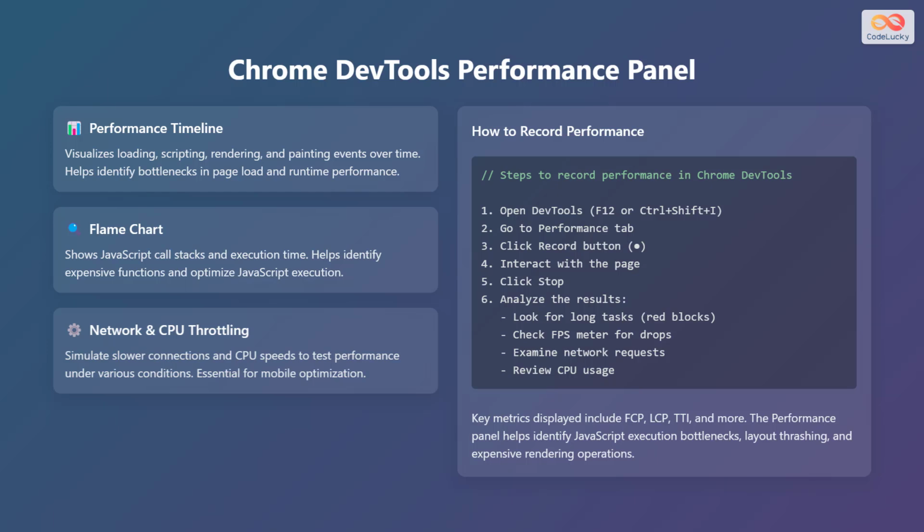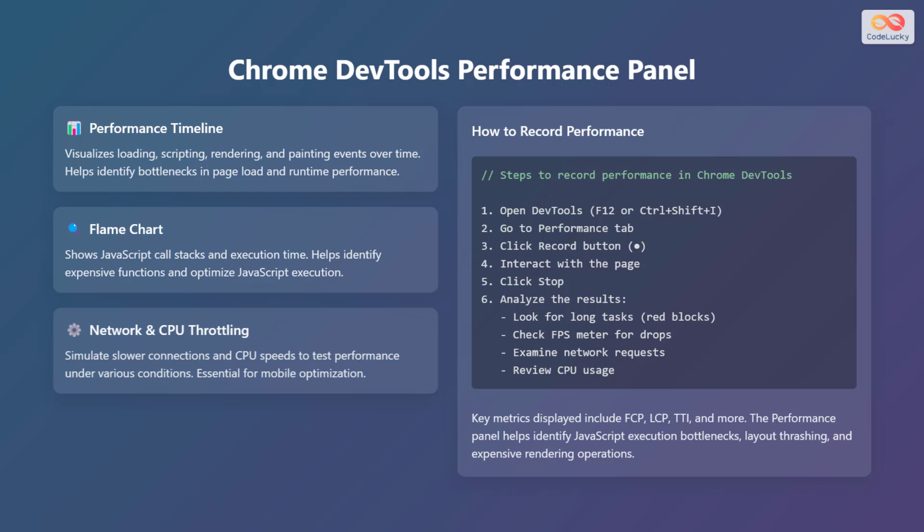So, how do you record performance in Chrome DevTools? First, open DevTools by pressing F12 or Ctrl-Shift-I. Then go to the Performance tab. Click the Record button, which looks like a circle. Interact with the page and then click Stop.